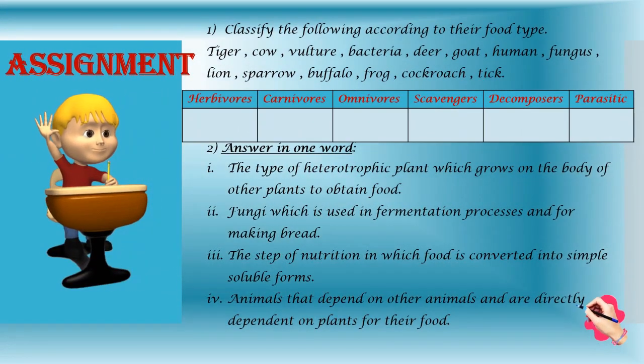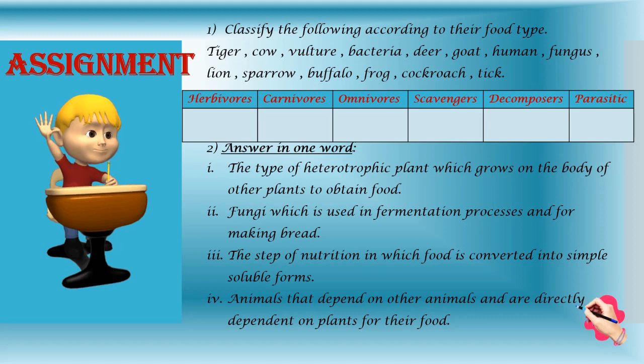Now students, this is an assignment for you all. You have to answer these questions. So the first question is, you have to classify the following according to their food type. So the animals over here are tiger, cow, vulture, bacteria, deer, goat, human, fungus, lion, sparrow, buffalo, frog, cockroach, tick. So these you are supposed to classify according to their food type as herbivores, carnivores, omnivores, scavengers, decomposers, and parasitic. So the second question is you have to answer in one word.